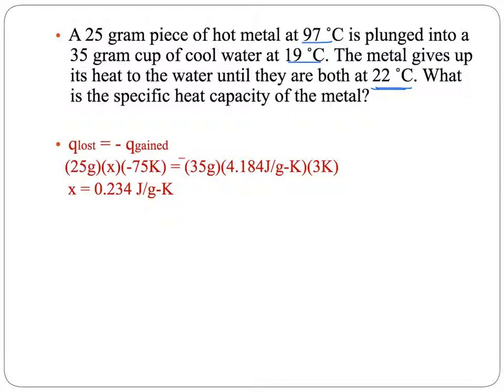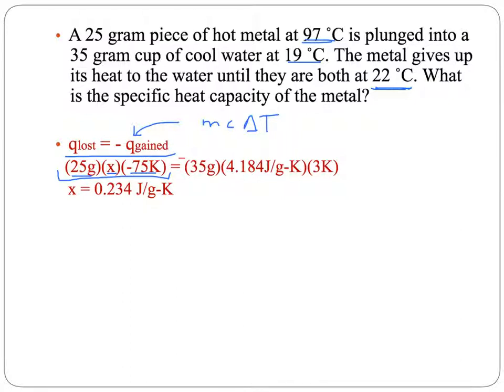Well, you use Q lost equals the negative of Q gained, and instead of Q, we're just going to use the mc delta T on both sides of the equal sign. So here's my mc delta T for my Q lost, which is 25 grams of metal, unknown specific heat, and a negative 75 K temperature change, because our final temperature was 22 degrees, our initial temperature was 97, and that makes negative 75.